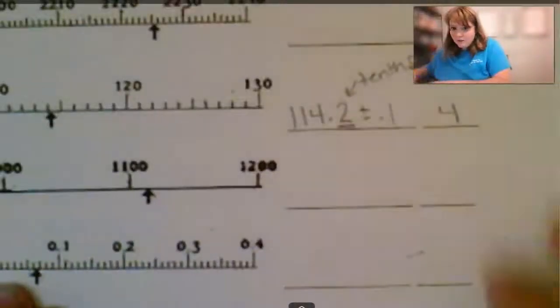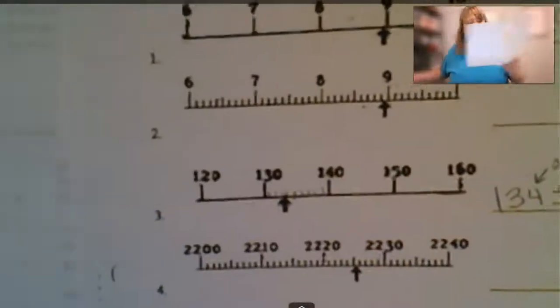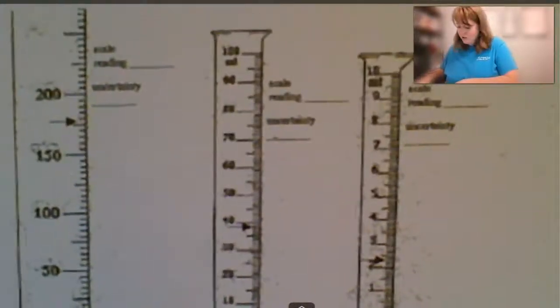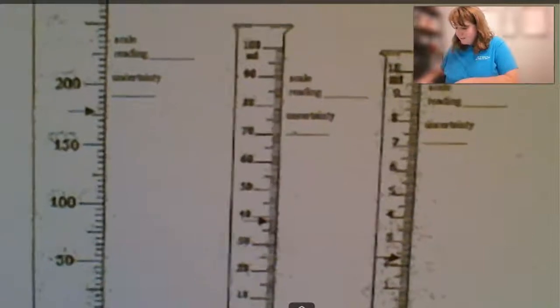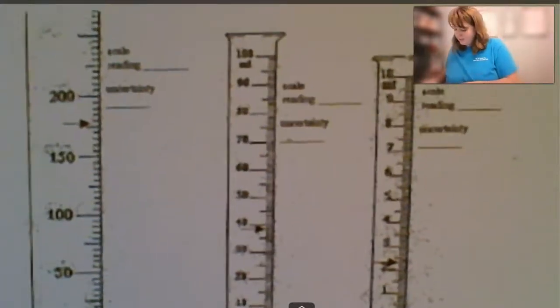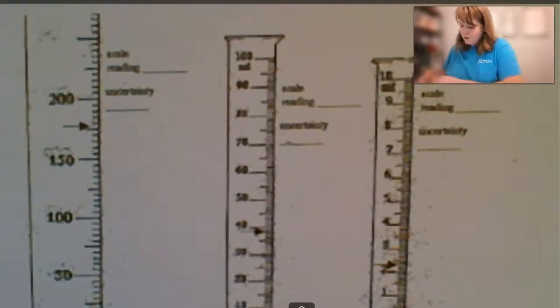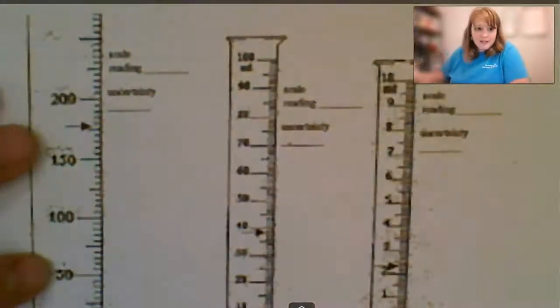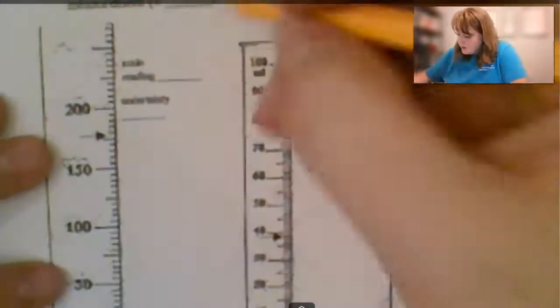All right, let's see what else is on this worksheet for you to do today. All right, so there's another, these scales are awful hard to read, but you will have them, and I'll do maybe 2 of these with you. So we're going to do the scale reading and then our uncertainty, okay? And again, I know this is hard to see.